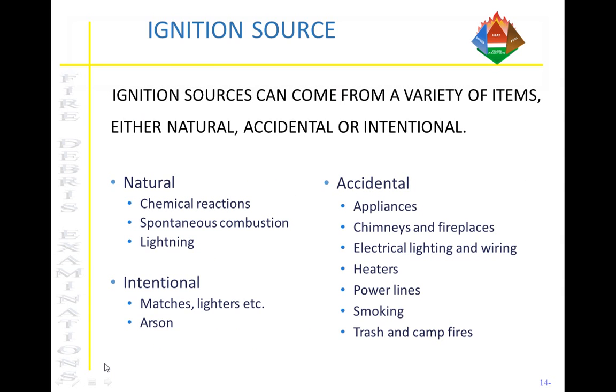So in addition to the oxidizing agent and the fuel, we must also have an ignition source. This can come from a variety of items, either natural, accidental, or intentional. The natural ignition sources could be chemical reactions that get a little bit out of control, or lightning, or the spontaneous combustion of materials. There are a lot of times accidental ignition sources, so heaters or appliances that have faults that occur, chimney fires or fireplaces, electrical wiring or lighting that have problems, and also trash and campfires would be considered accidental. However, another ignition source can be intentional. This can either be conducted through the use of matches or lighters, or in many instances with ignitable liquids and considered arson.